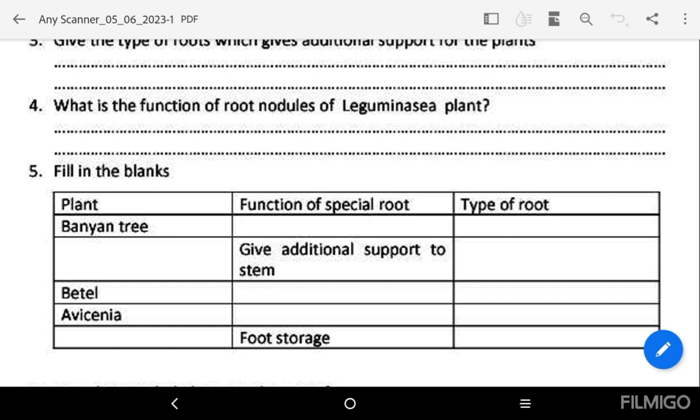Then fourth row, we have Avicennia. What is that? It is a kind of mangrove plant. So you know, if it is a mangrove plant, it should possess respiratory roots. What is the function of respiratory roots? Respiratory roots exchange air with the atmosphere. And the last one is food storage. Which type of roots possess this food storage function? Storage roots. Examples are carrot, beetroot, then sweet potato can be stated.